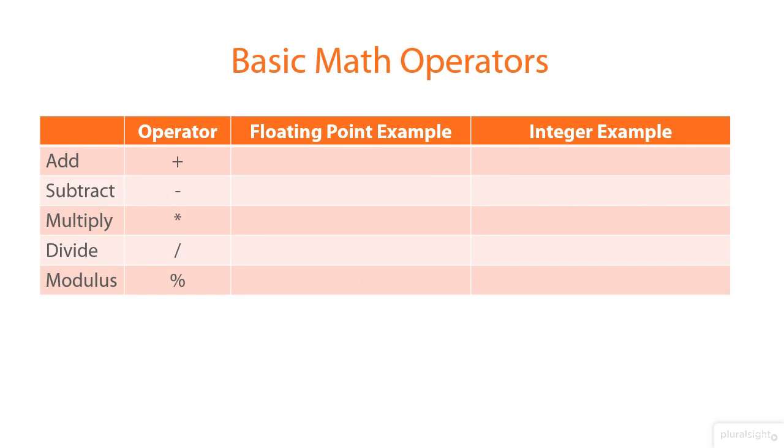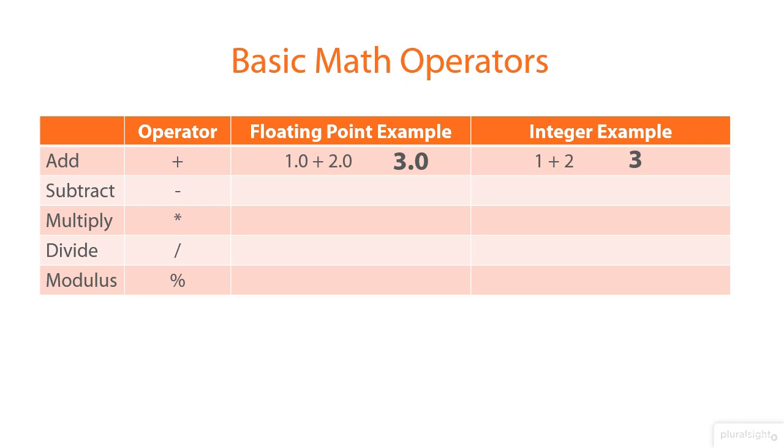The basic math operators are just what you would expect, things like add, subtract, multiply, and divide. The operators we use for these are very familiar. If I'm adding, I use a plus sign. And when I add, it doesn't really matter whether I'm using floating point or integers. If I say 1 plus 2, the answer is going to be 3.